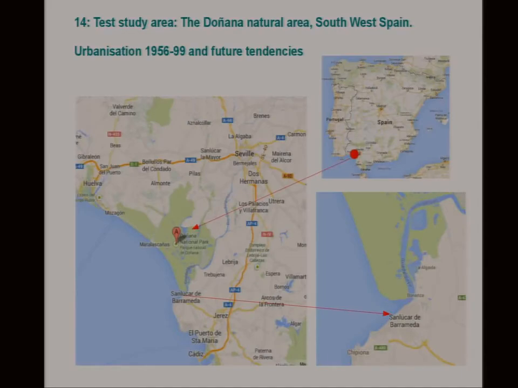This is the model that I've actually built, based in this area. As I was saying, this is southwest Spain. This is a natural area called Doñana, and I'm going to show some examples of my land use simulations for the growth of this large town called Sanlúcar de Barrameda.